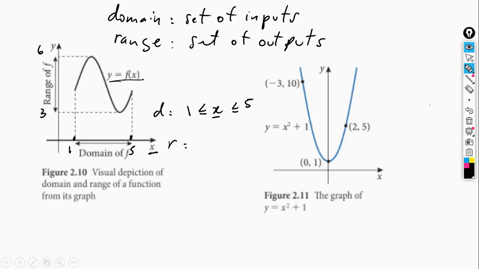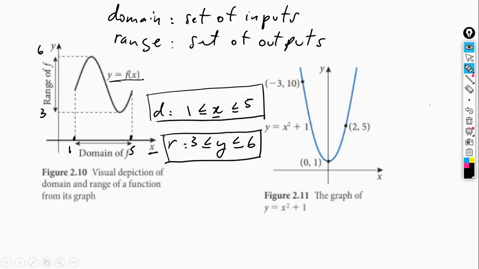So the range for y, we would say, well, y is greater than or equal to 3, but less than or equal to 6. So again, the domain is the input values or the set of inputs, and it's in terms of x. And the range is the set of outputs or y values, as we can see here. Now, if you look at this graph that we have here to the right, let's suppose that they ask us to find the domain and range of this function here.